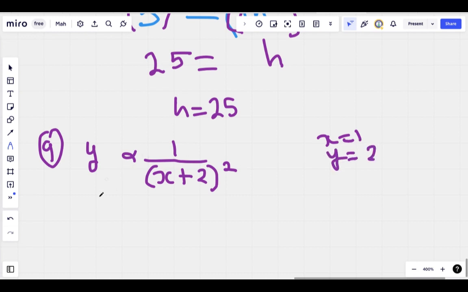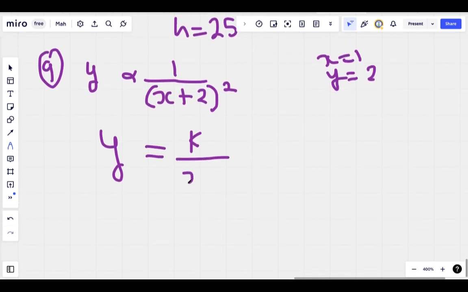So first of all, we have to now change this one. You know, we always remove this symbol of variation or proportion and introduce the constant of proportion. So when we do that, this will be y equal to k times 1 is k. So there's always k here, which if I multiply by 1, it will be k in the numerator. Then in the denominator, we have x plus 2, everything squared, right?